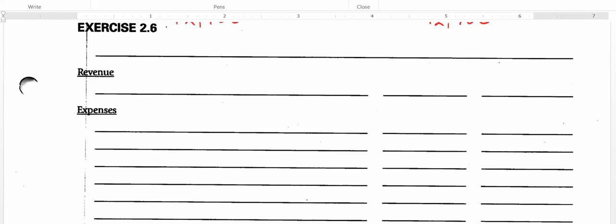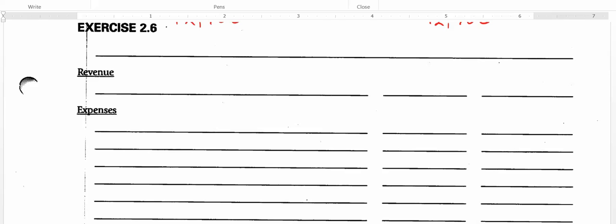All right then, here we go with exercise 2.6 on page 43. So we're going to try to figure out if our company, the computer maintenance and repair shop, has made money or lost money during the month of July.